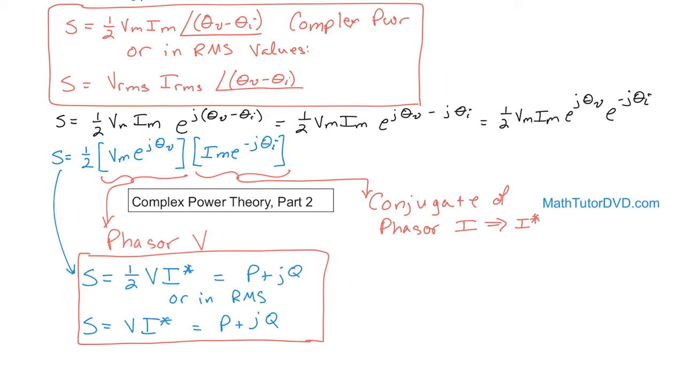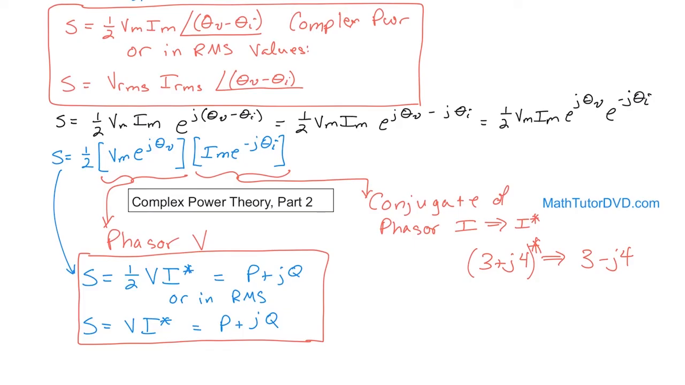Now let's talk for a second about what this conjugate means. All it means is you put a negative sign in front of anything that has a J. In rectangular notation, if you have 3 plus J4, then to find its conjugate, all you do is say 3 minus J4. You just put a negative sign in front of anywhere you see a J.